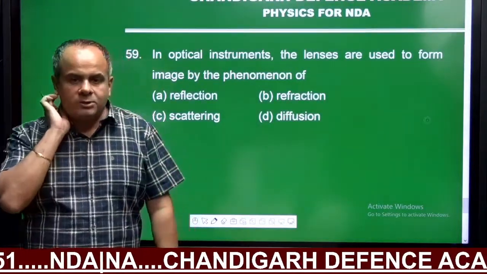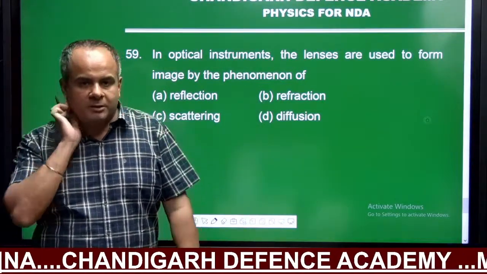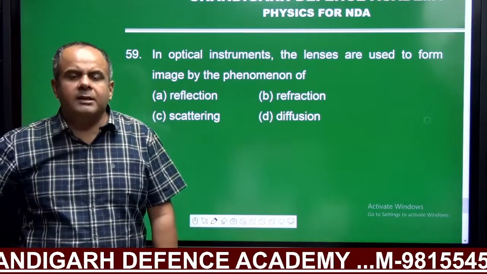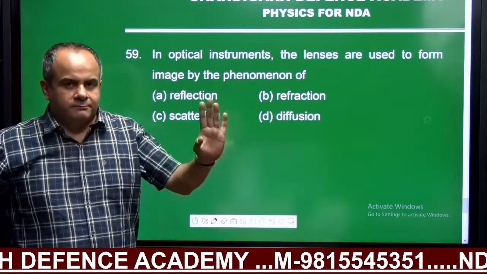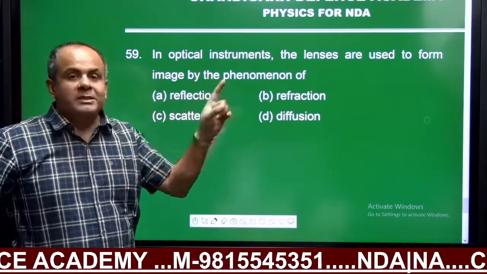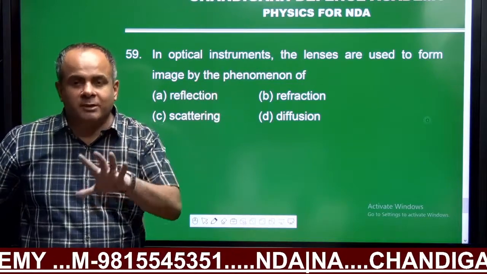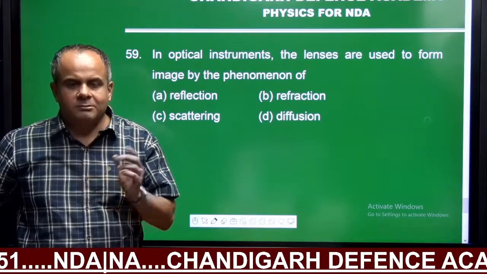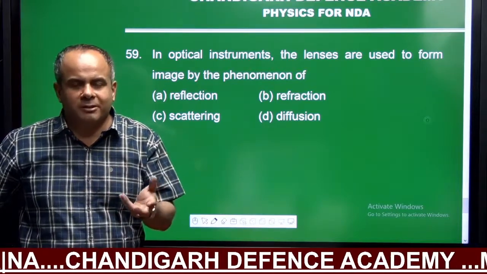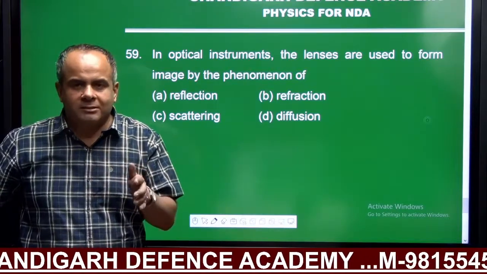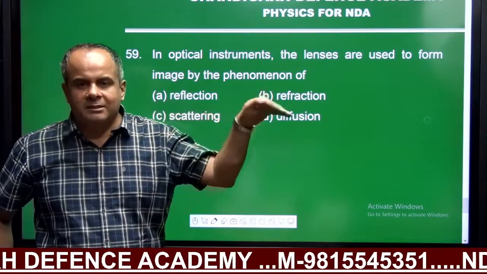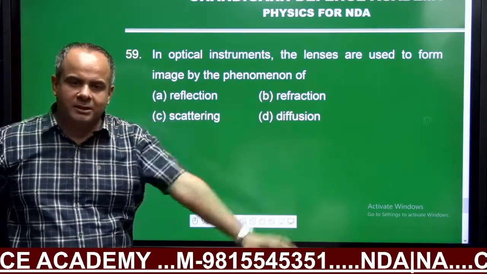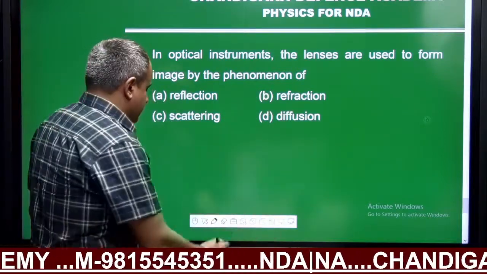In optical instruments, the lenses are used to form an image by the phenomenon of. He is basically asking about optical instruments, which mostly means telescopes and microscopes, if we talk about our syllabus. So which laws are applied there? There is no reflection. We are always saying light is passing, then refracting, going that way, forming the image. It is a straightforward answer, don't worry.